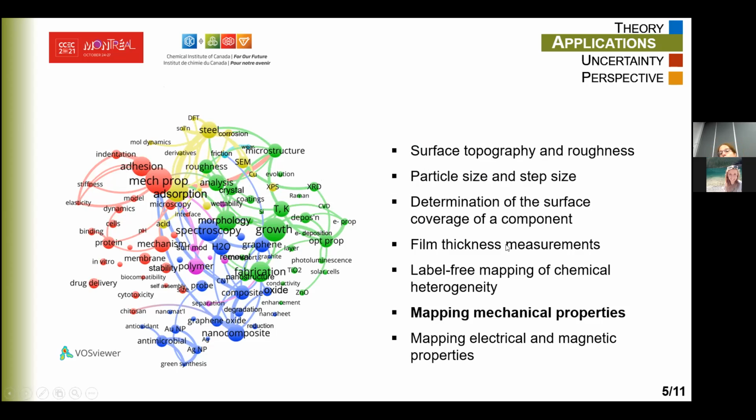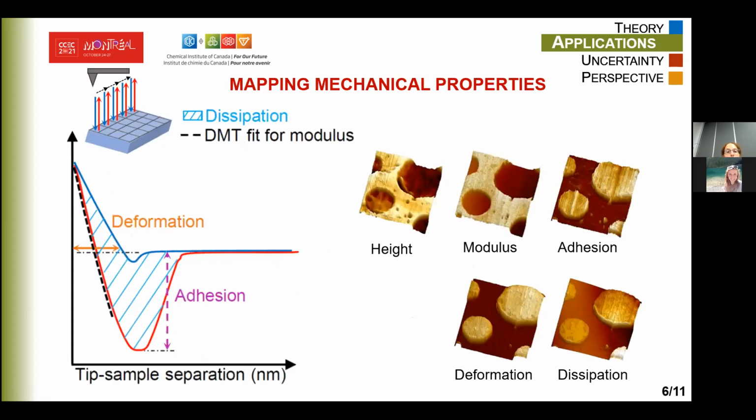AFM can be used to determine the surface coverage of a component on the surface of a material sample for film thickness measurements, label-free mapping of chemical heterogeneity, and mapping of mechanical, electrical, and magnetic properties. The bibliographic map shows the increasing use of AFM to map the mechanical properties of material samples. And the reasons for this are the following.